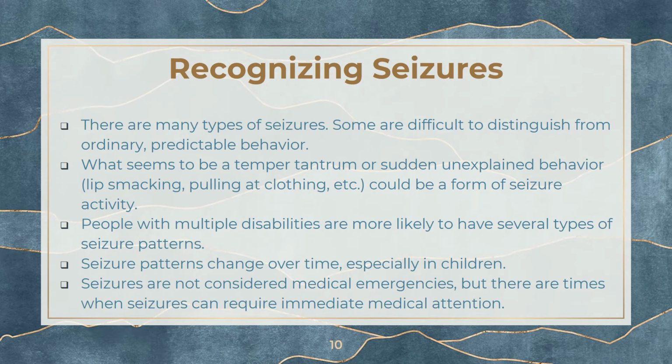As the video stated, there are many types of seizures and seizure activity. Some behaviors are not much different from behaviors we see every day, which makes diagnosis of epilepsy and seizure activity particularly challenging. Some of those behaviors may be pulling at clothes, lip smacking, or a loud outburst or temper tantrum. People who have multiple disabilities are more likely to have several types of seizure patterns and behaviors. As people age, seizure patterns change over time and change more rapidly in children.